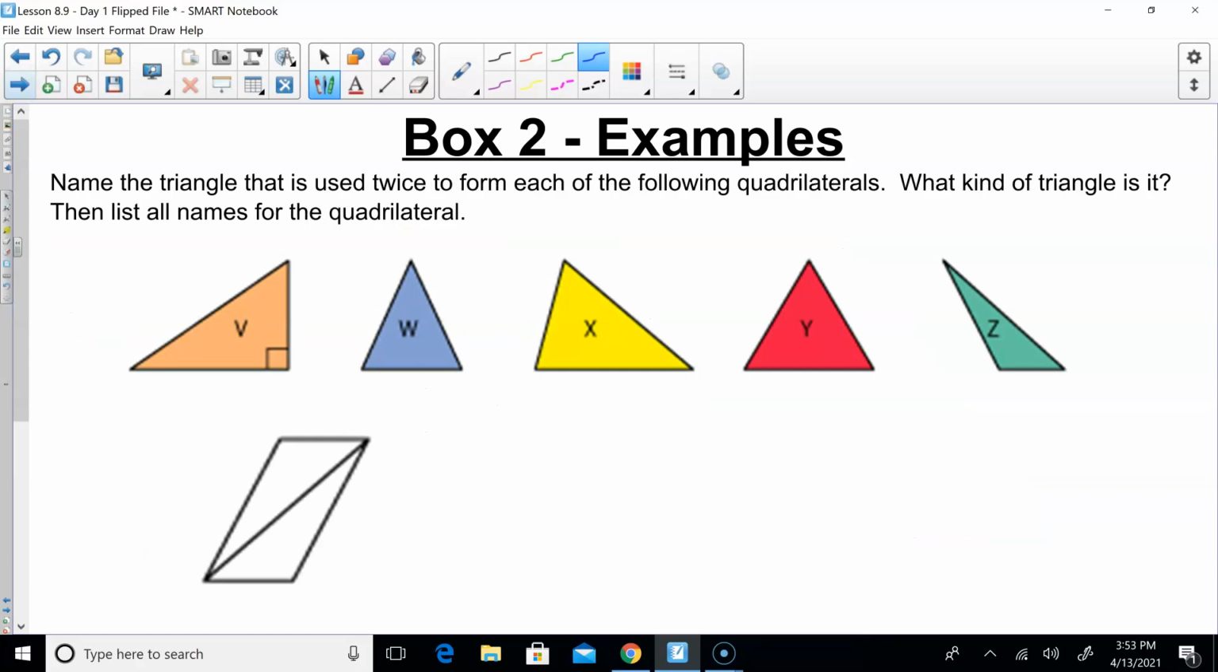And now we're going to name the triangle that is used twice to form each of the following quadrilaterals. What kind of triangle is it? And then list all the names for the quadrilateral. So if we take a look at it, these are our lists. We've got V, W, X, Y, Z. They might be a little blurry, and I apologize for that.